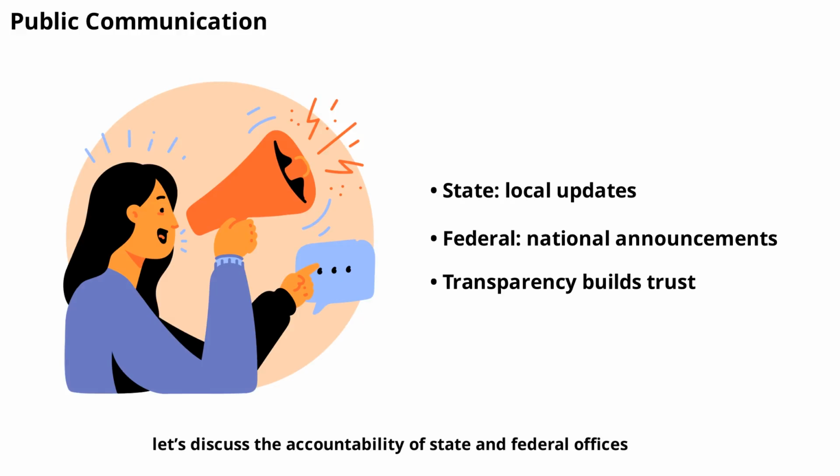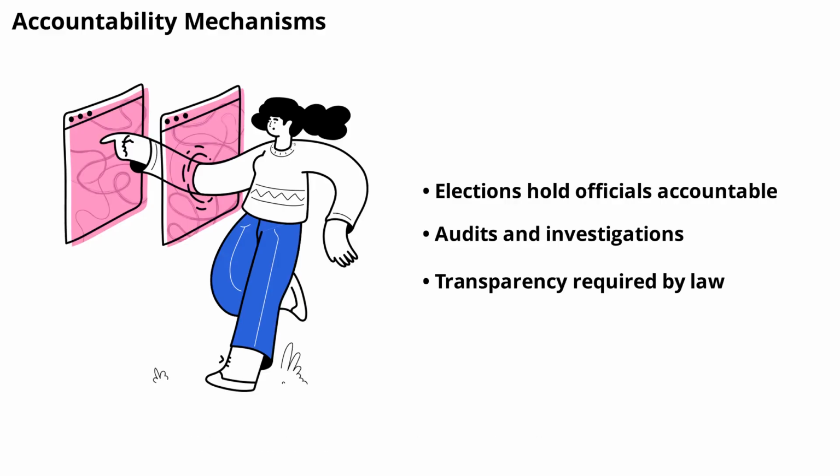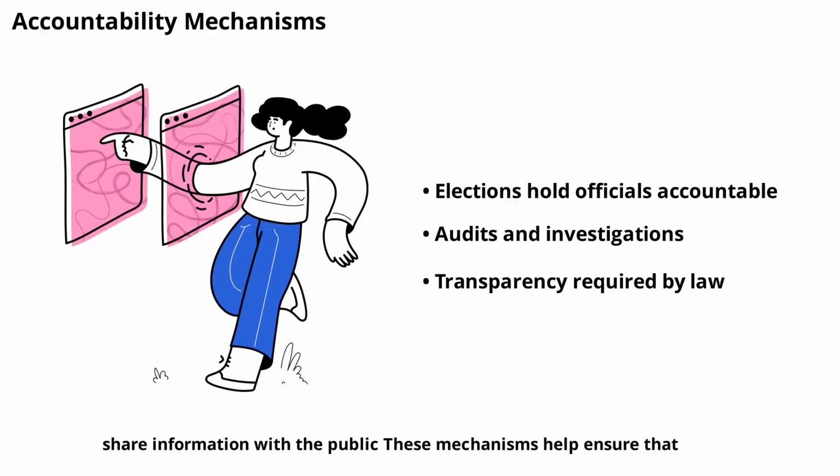Now, let's discuss the accountability of state and federal offices. State and federal offices are held accountable through elections, audits, and oversight agencies. Voters can remove officials who don't perform well. Independent agencies review spending and investigate misconduct. At both levels, transparency laws require offices to share information with the public. These mechanisms help ensure that government serves the people effectively.